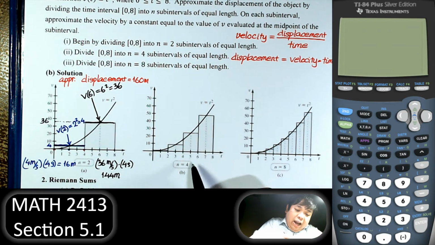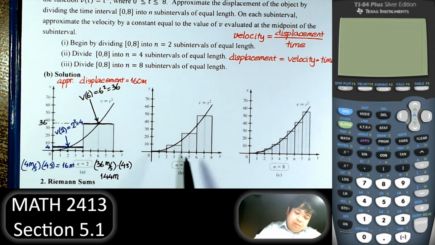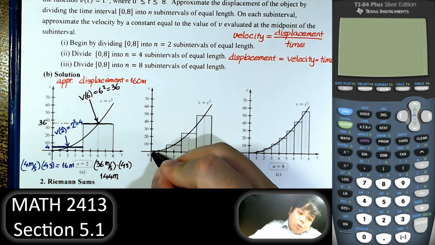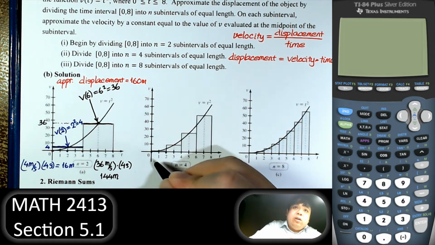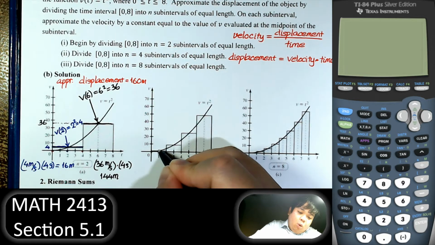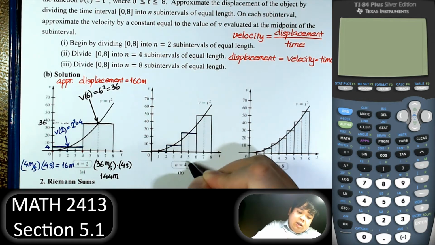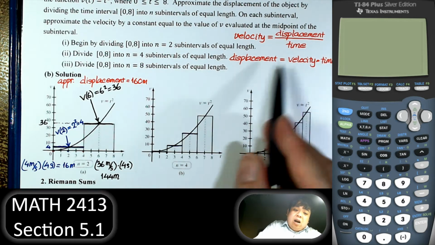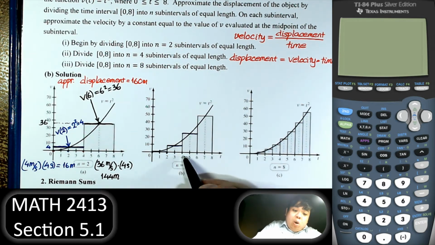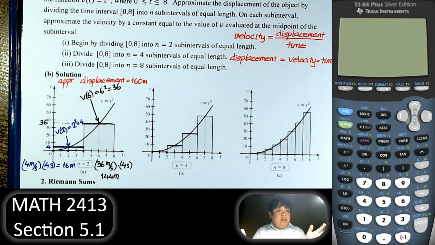Now we divide into four equal segments. We do the same thing. From 0 to 2, we take the midpoint and find the velocity. Then from 2 to 4, take the midpoint and find the velocity that represents the whole interval. Velocity times time will give us the displacement, the total distance traveled within that interval, and then we add them. So that's the idea, right?